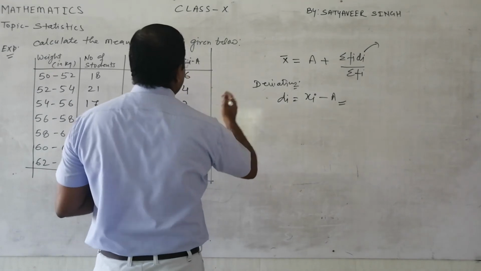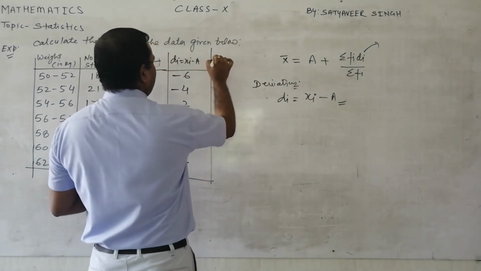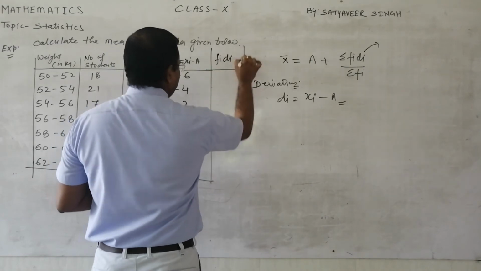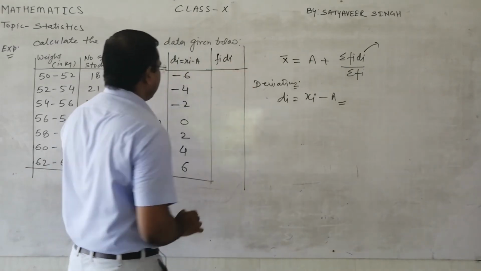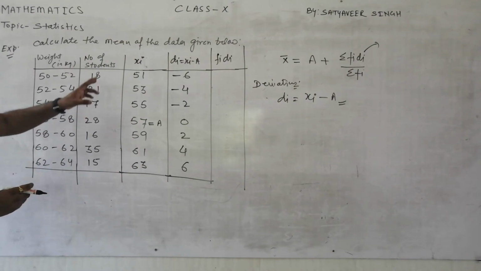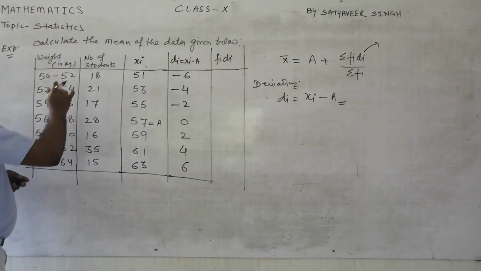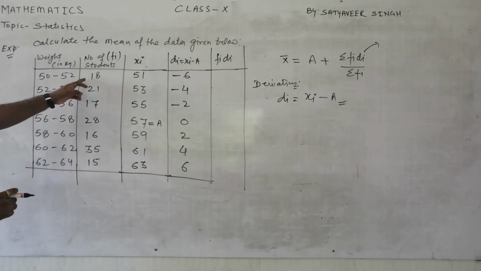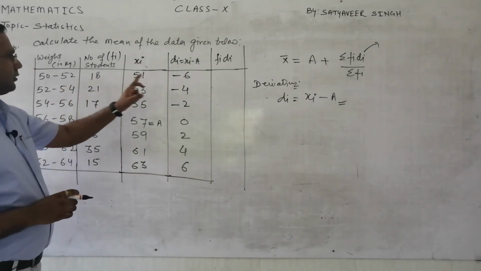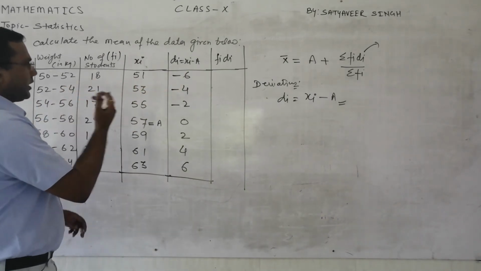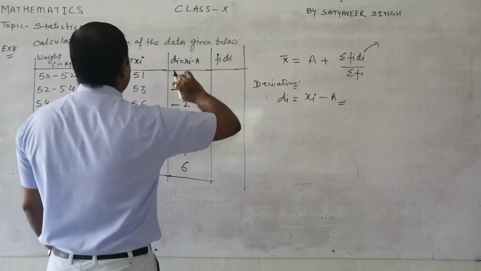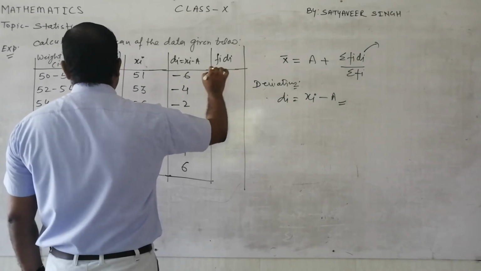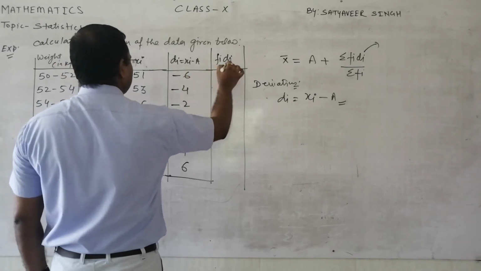But what you will have to find further is the value of fidi, which means the frequency, the number of students, you are going to multiply by the deviation. So these two numbers you will have to multiply now. See how quickly we can multiply. That much less time we will take in the exams also.